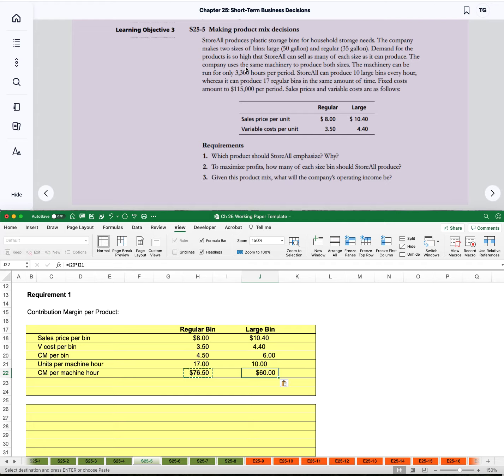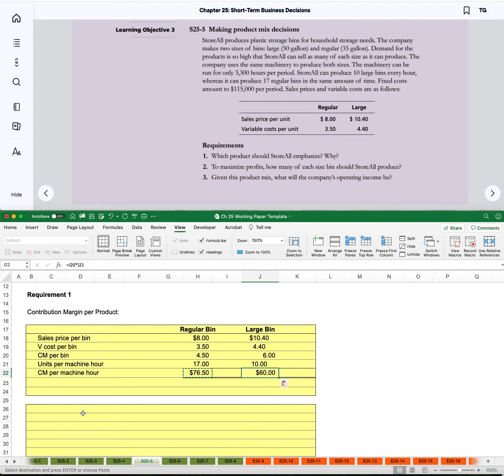We can sell as many as we can produce. And so if that's the case, then that means we should only produce regular bins. And so how many regular bins can we produce? So to maximize profits, how many of each size bin should we produce? We should produce 0 large, and we have 3,300 hours per period.